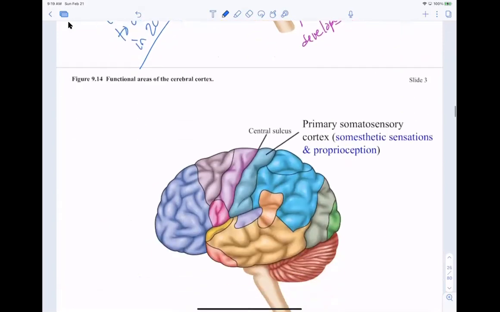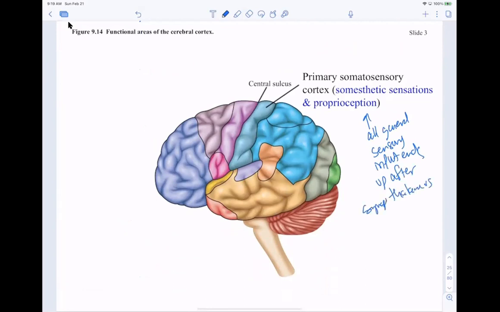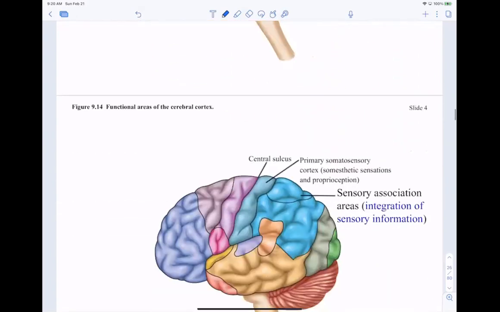A couple of things. We'll go through the primary somatosensory cortex. This is where all general sensory input ends up after the thalamus. When I say general sensory, it's everything except for vision, hearing, smell, taste, and balance and equilibrium. So that includes everything else. That's the primary somatosensory cortex. That's where it goes after it synapses in the thalamus.